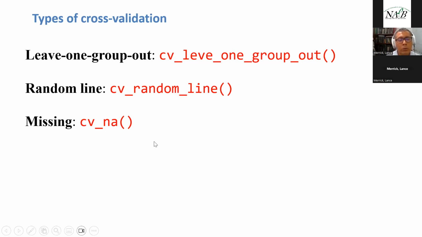And if you wanted to do real prediction in which you put as NA all the values that you wanted to predict, you can use CVNA and automatically use as training all the data that has phenotypic values. And for those that are missing values, you do the prediction.